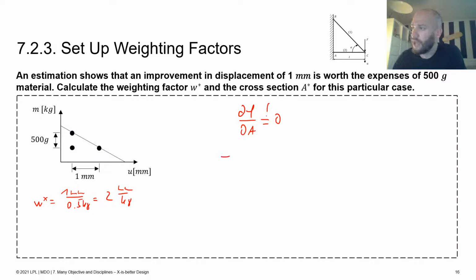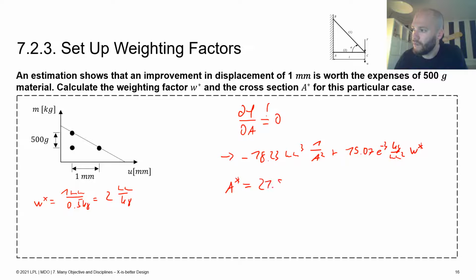And if we do that, we end up with minus 18.23 millimeters to the power of 3, and since the cross-section area is in the denominator, we have the minus sign in the front, and this is to the power of 2, and this plus 19.07 to the power of minus 3 kg divided by square millimeters, and the whole thing, because it's linear, is just multiplied with the optimal weighting factor. And if you do that, you end up with an optimal cross-section area of 21.9 square millimeters for this specific weighting factor.